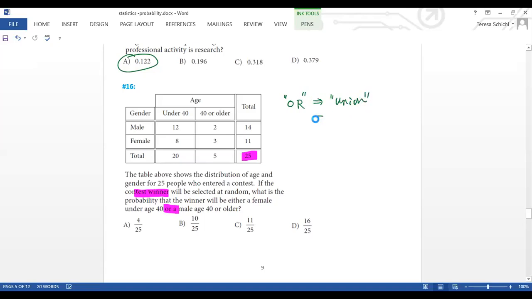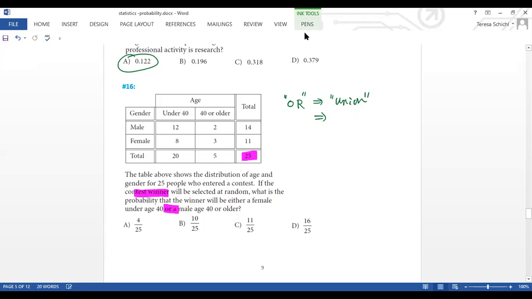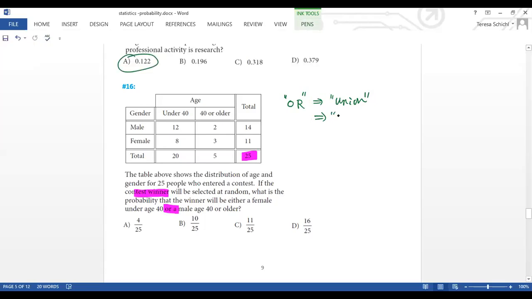That means you add, so it's an addition. Maybe I don't want to put a plus, because people will think it's positive. So this is the addition rule.